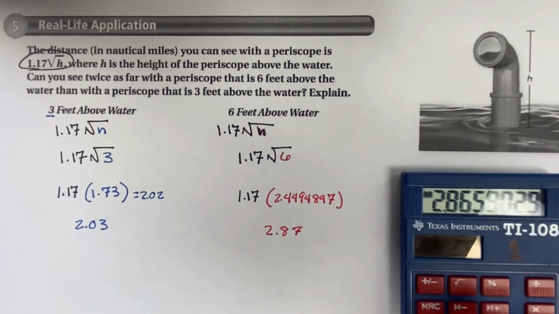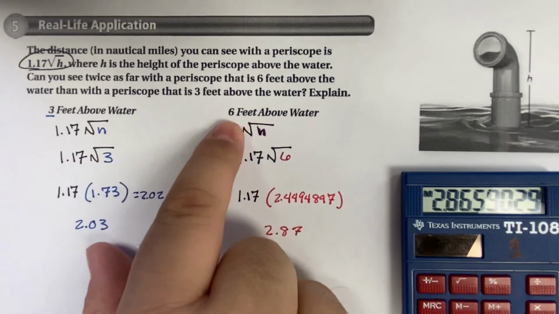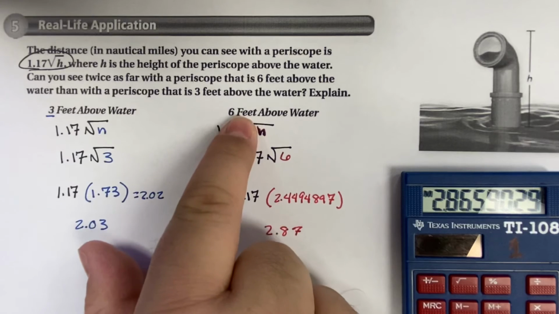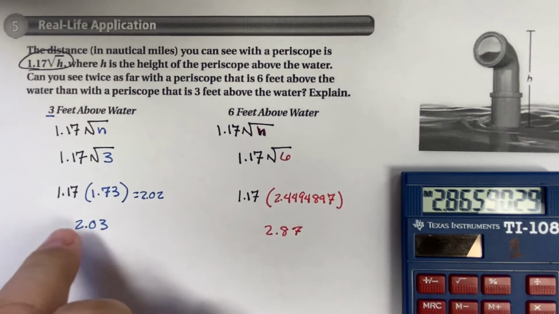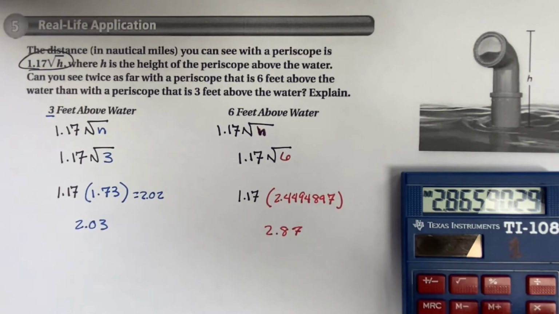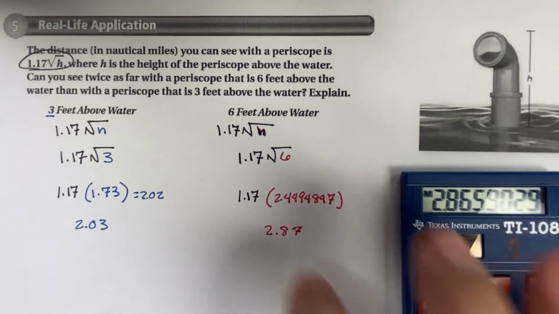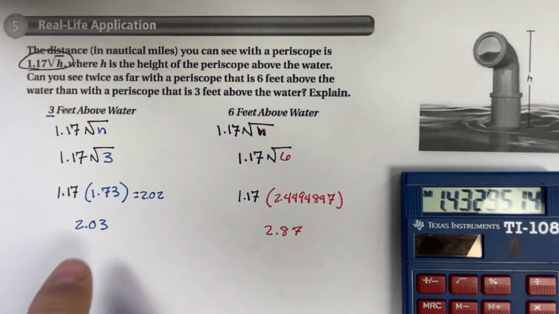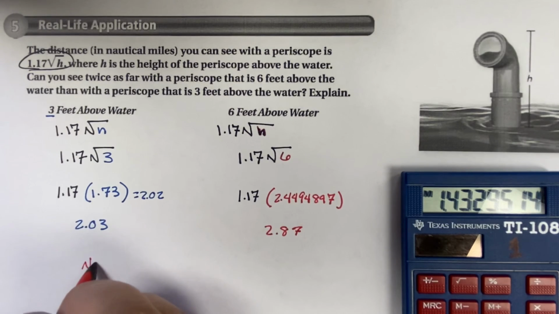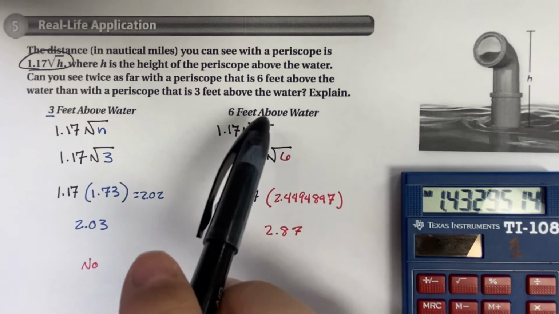So the question was, if I double the height of my periscope, will I double the distance? Well, is 2.87 double 2.03? A couple ways we could look at it. We can just divide this final answer by 2, and if it equals this number, we're good. If it doesn't, we're not. It does not, so no. So the question is, why doesn't it double if we double the height?